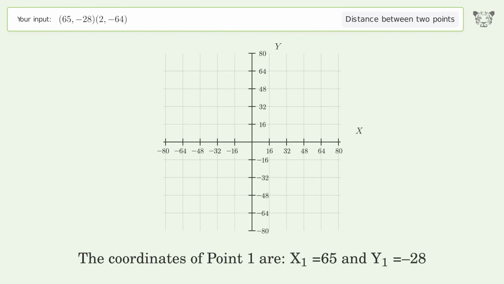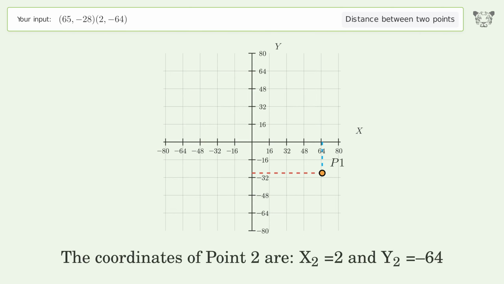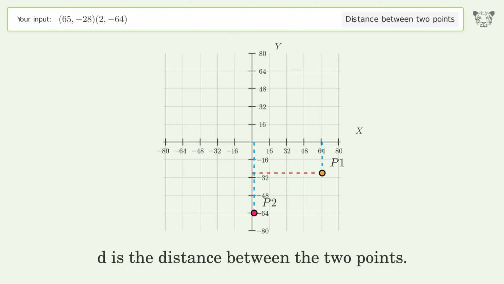The coordinates of point 1 are x1 equals 65 and y1 equals negative 28. The coordinates of point 2 are x2 equals 2 and y2 equals negative 64. D is the distance between the 2 points.